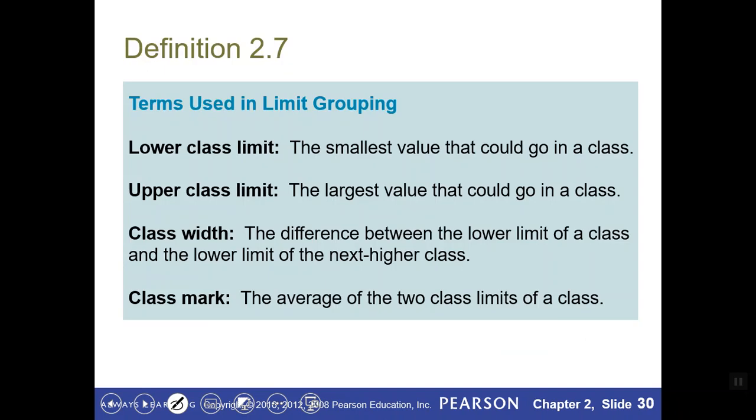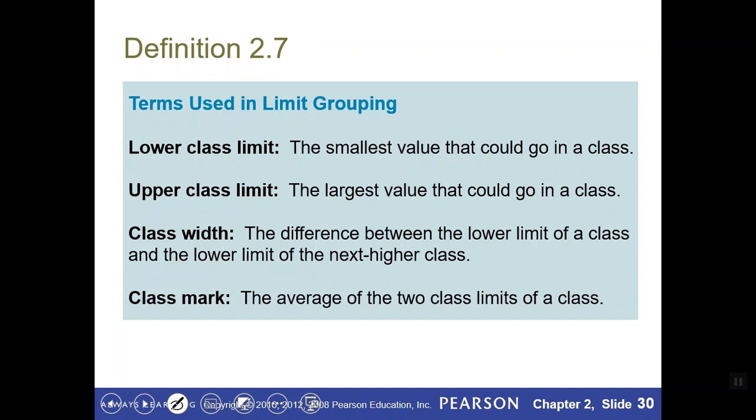Next one, second group, limit grouping. Limit grouping we use if we cannot use single value grouping. In this limit grouping you have many distinct, discrete values. So for that case, to avoid some confusion, we use some class limits: lower class limit, upper class limit.